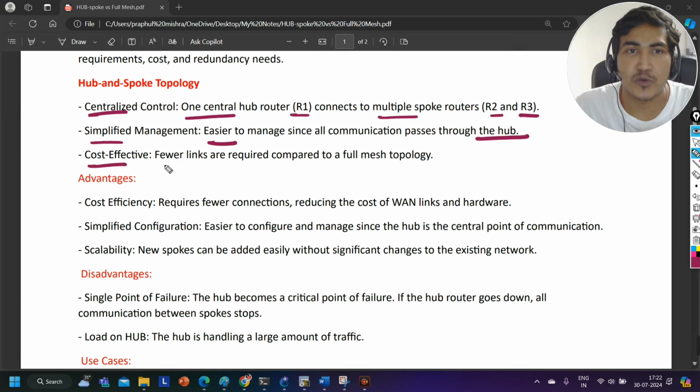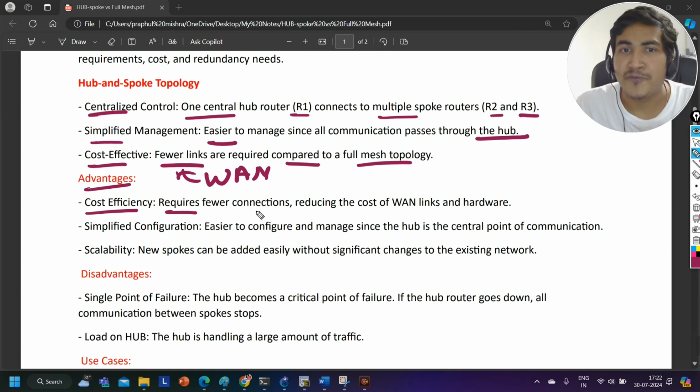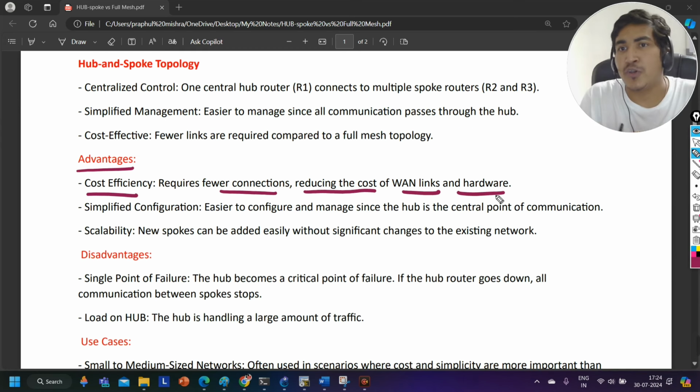Then guys, cost effective. As I told you, fewer links are required. This link means WAN link. I am talking about WAN link. Fewer links are required as compared to full mesh topology. So these are the characteristics of hub and spoke topology. Now see the advantage. Cost effective, requires fewer WAN connections, reducing cost of WAN links and hardware. In the hub and spoke, you need only one WAN port. In the full mesh topology, maybe you need more than one WAN port. So more hardware is also required in case of full mesh topology, right?